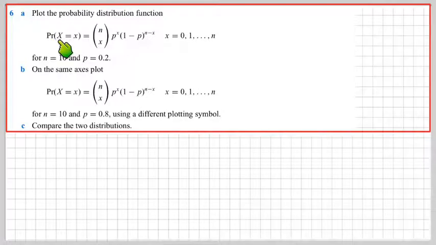Now, what are we doing here? Probability distribution function, where n is 10, p is 0.2. We have to plot the individual values on a graph of the number of successes versus their probability, from 0 to 10 in this instance. And in part B, we're doing the same thing, but in this case n is 10 and p is 0.8.